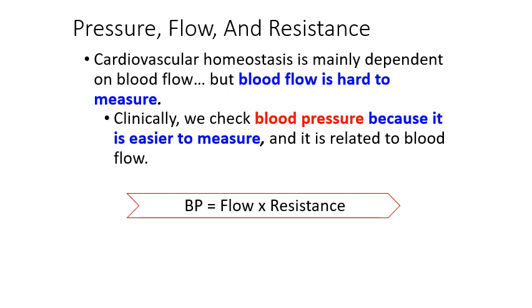Right, so if we want to actually get an idea of flow, unfortunately, flow itself is hard to measure. Since we can't measure flow directly, we measure blood pressure instead. Because once we measure blood pressure, which is easier to measure, then we know that pressure equals flow times resistance. Right, so flow times resistance equals blood pressure.